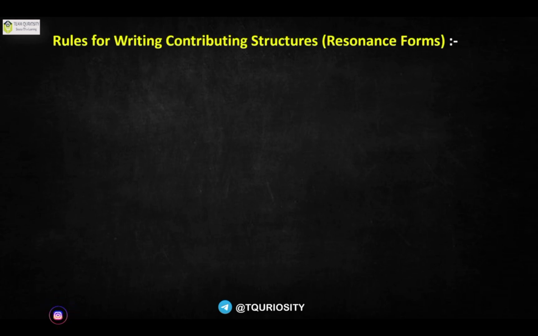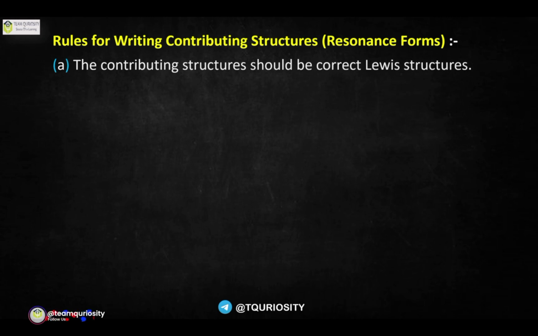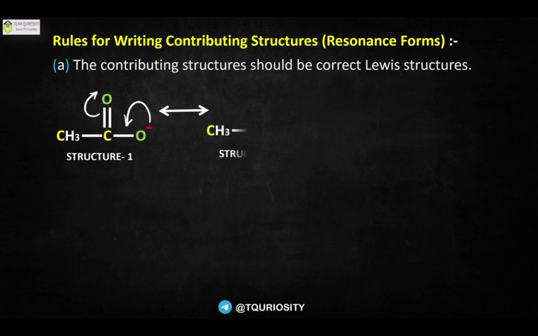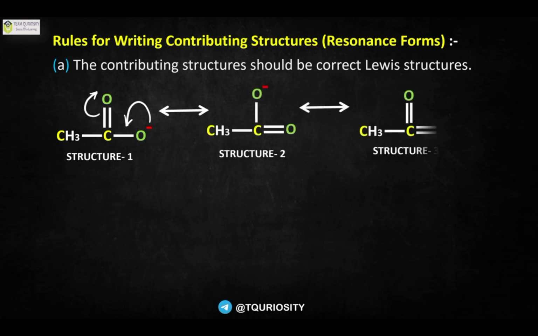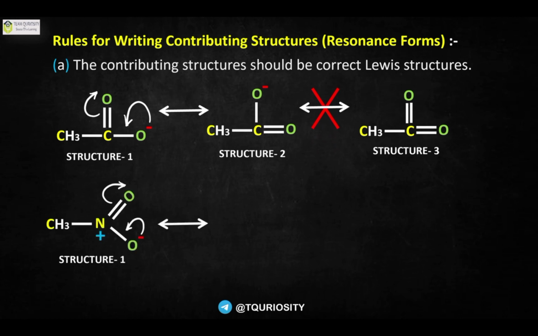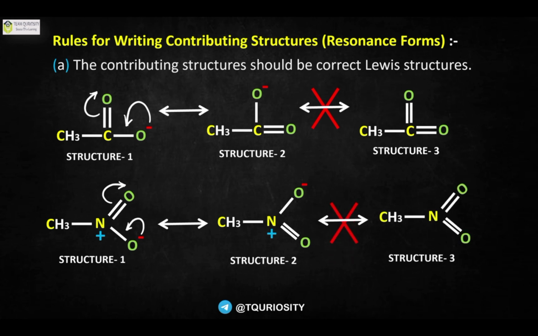Now, let's understand the rules of writing contributing structures. The first rule is the contributing structures should be correct Lewis structures. In the given example, the structures 1 and 2 are resonance contributing structures, while the structure 3 is not a contributing structure. This is because carbon cannot form 5 covalent bonds. In the next example, we can see that the figure 3 is not a resonance contributing structure because nitrogen cannot form 5 bonds.